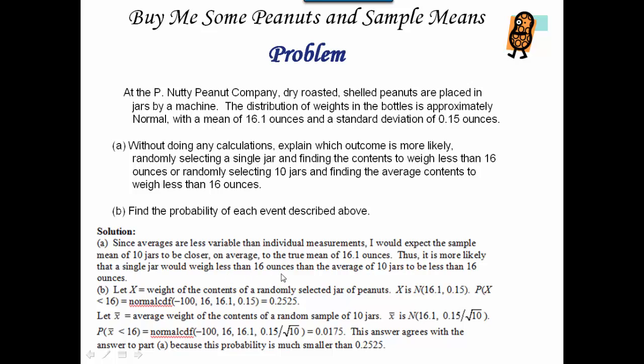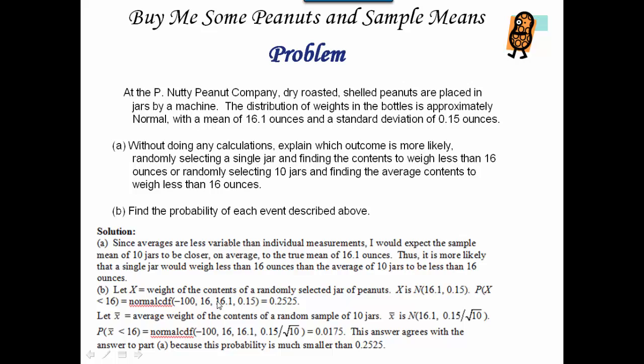Since averages are less variable than individual measurements, I would expect the sample mean of 10 jars to be closer on average to the true mean of 16.1 ounces. Therefore, it is more likely that the single jar would weigh less than 16 ounces than the average of 10 jars to be less than 16 ounces. Find the probability of each event described above.